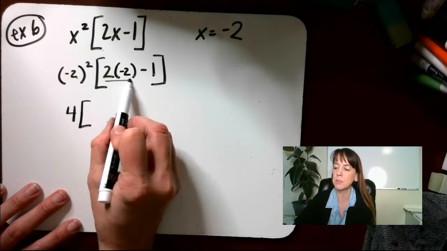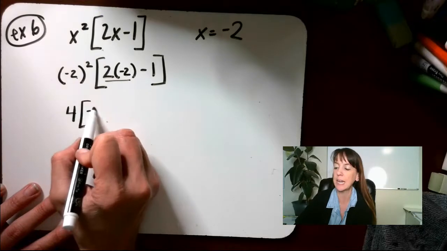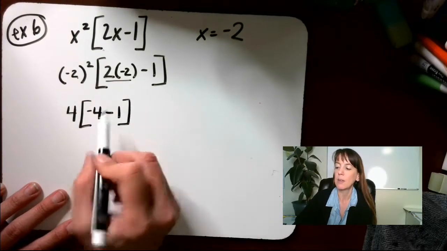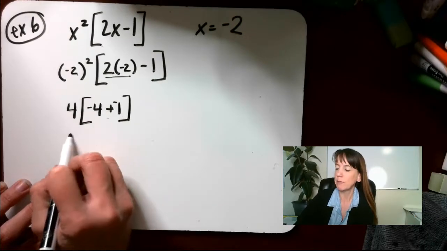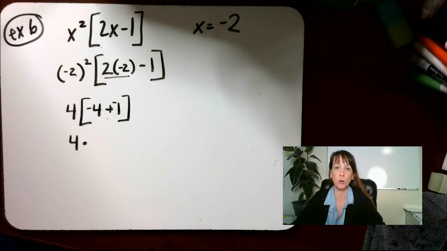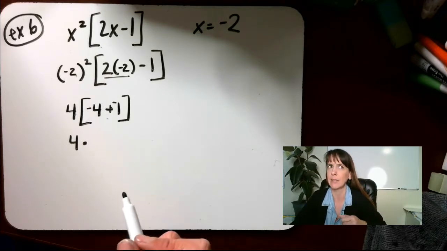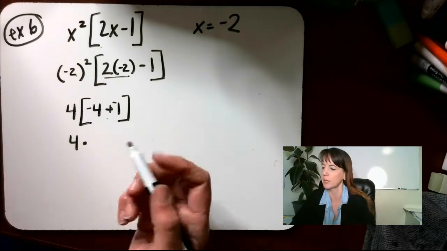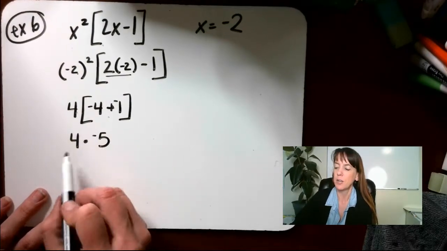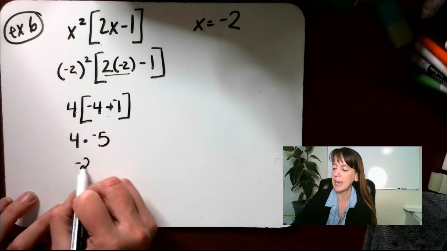Brackets, we're going to do this multiplication here. That's going to give us -4, and we're going to bring this down, -1. We're going to add the opposite. So we get 4 times, because again, if an operation isn't shown, it's assumed to be multiplication. I think like 90% of the time. I can't think of a time that it wouldn't be. -4 and -1 is -5. So 4 times -5 gives us -20.